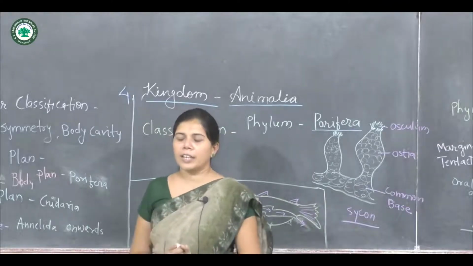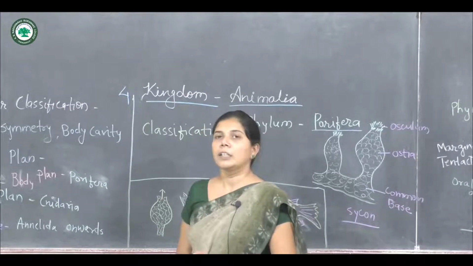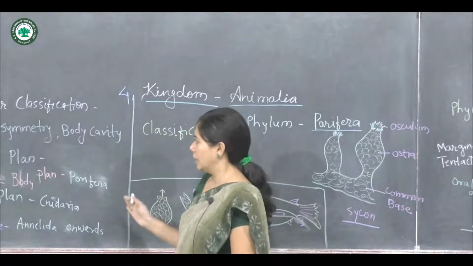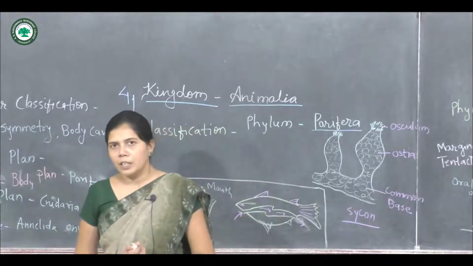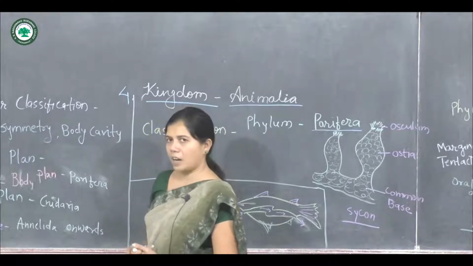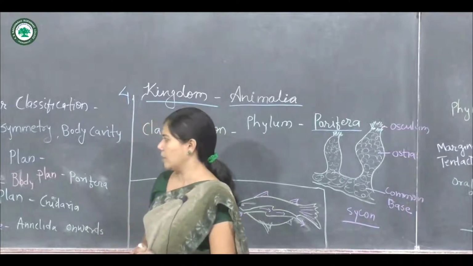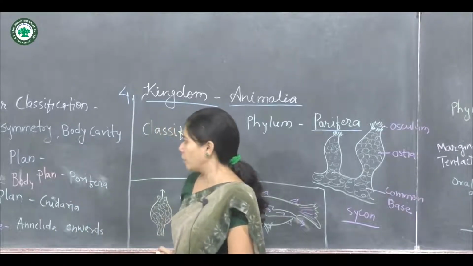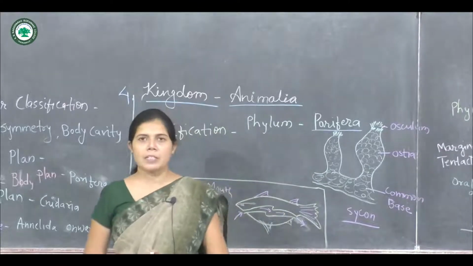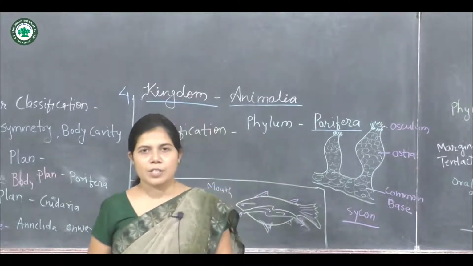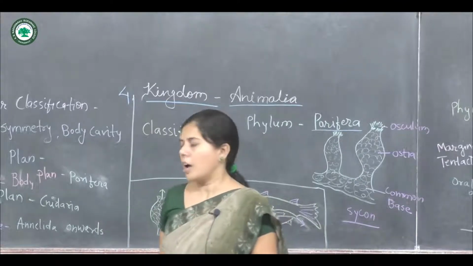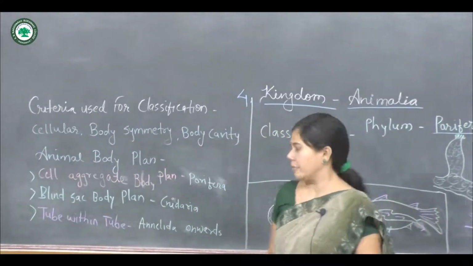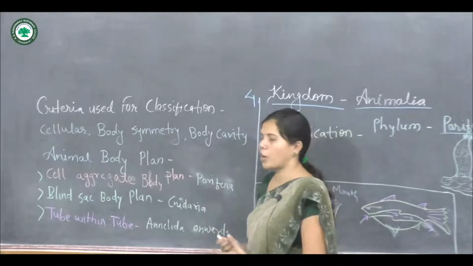Along with these criteria of animal classification, animals are classified on the basis of three animal body plans. These three animal body plans are the cell aggregate body plan, the second one is the blind sac body plan, and the third one is the tube within tube body plan. These three body plans are according to their digestion, or egestion and ingestion. So first we discuss the cell aggregate body plan.